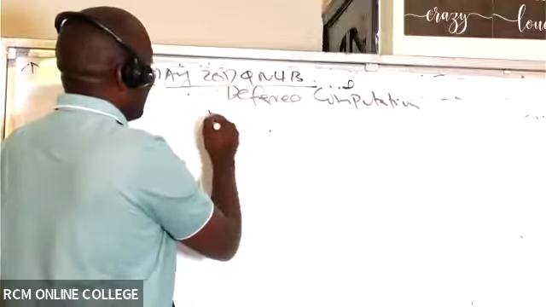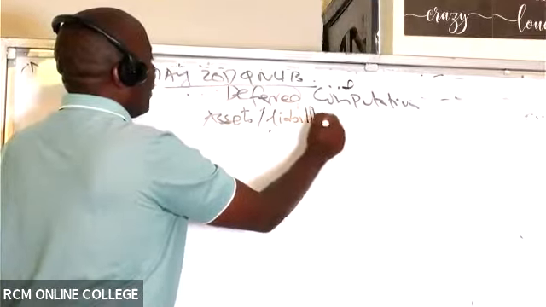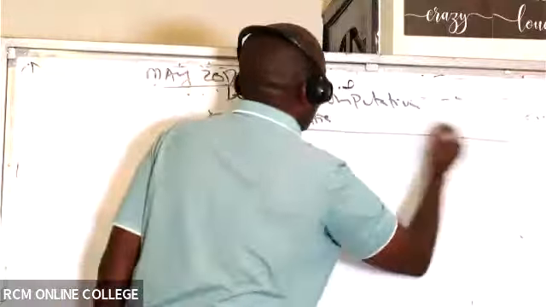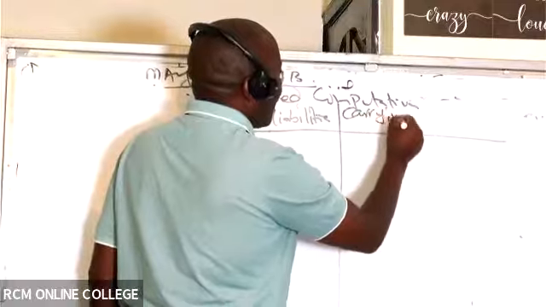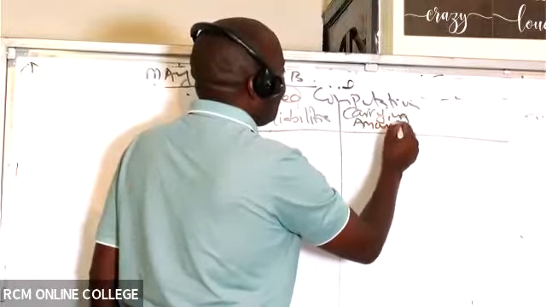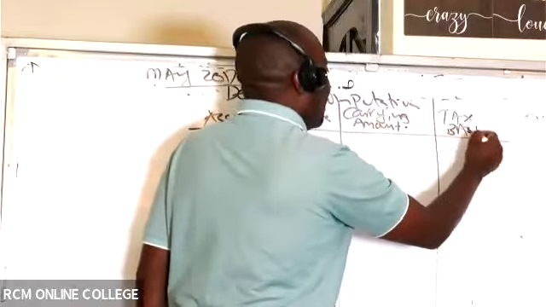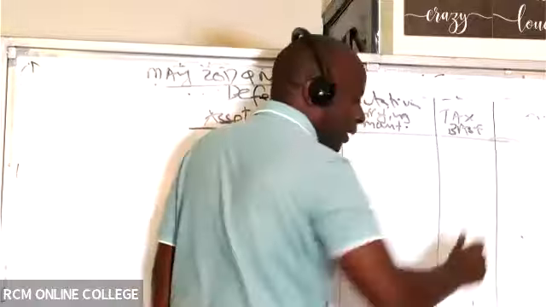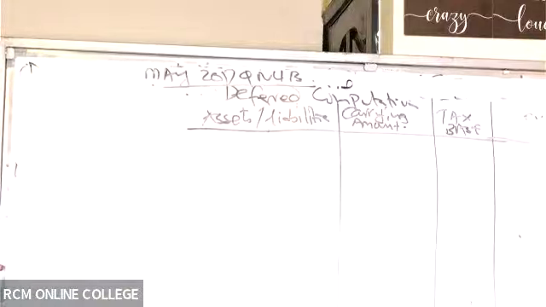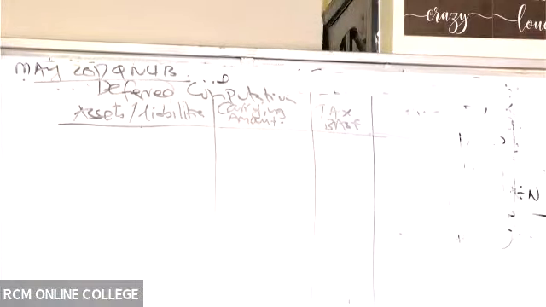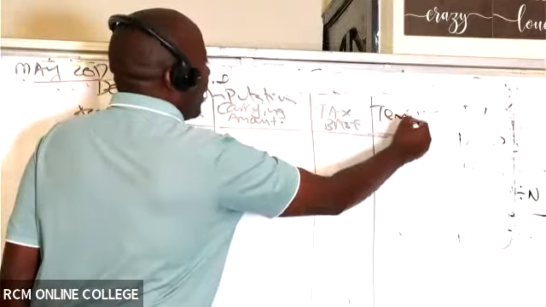So of course we shall have here assets versus liabilities. And then we are going to have the carrying amount, the tax base, and then of course we're going to get our temporary differences.